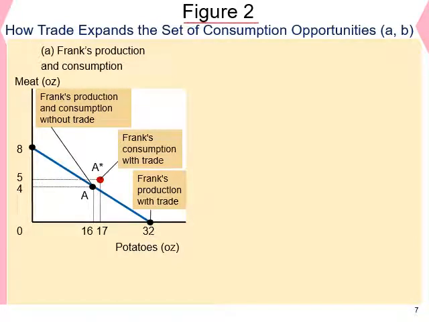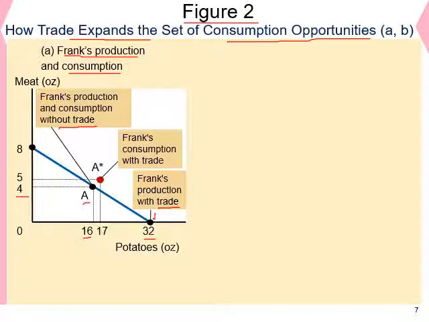Figure number 2 shows how trade expands the set of consumption opportunities. Frank's production and consumption without trade was at point A, where Frank was producing and consuming 4 ounces of meat and producing and consuming 16 ounces of potatoes. So now with trade, Frank's production will be at this point. Frank will use the 8 hours to produce 32 ounces of potato. And recall that the exchange rate is 5 ounces of meat for 15 ounces of potato.